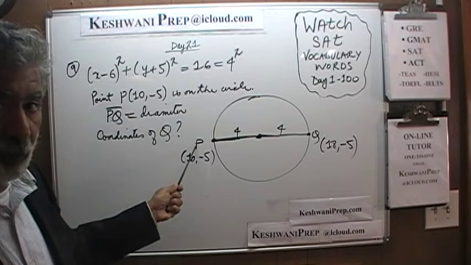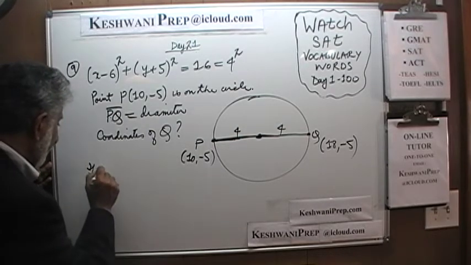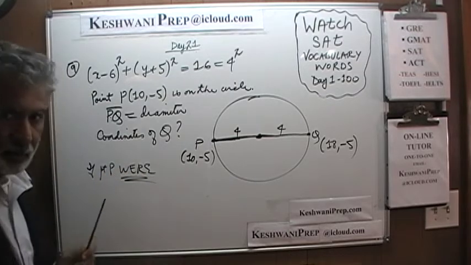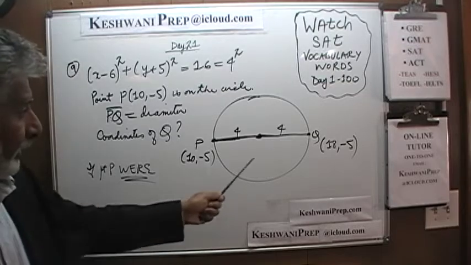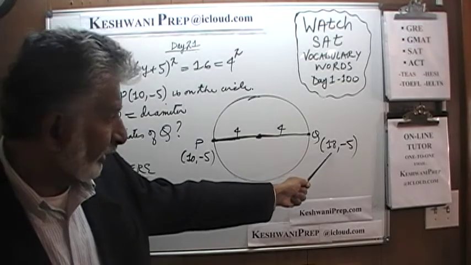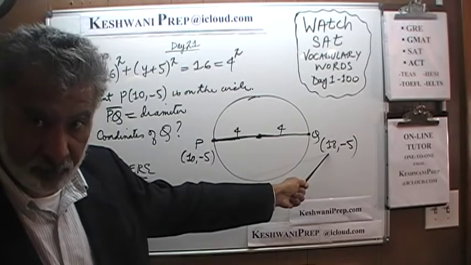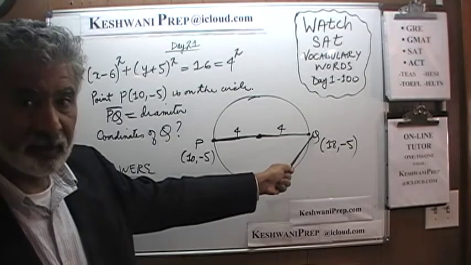If point P were here, that's the proper English, were, is hypothetical. That is not the case, obviously, because had that been the case, the coordinates of Q would have been these two coordinates, and that would have been one of the answer choices. And this is not one of the answer choices, which means point P is not here, point P is here, it's the other way around.